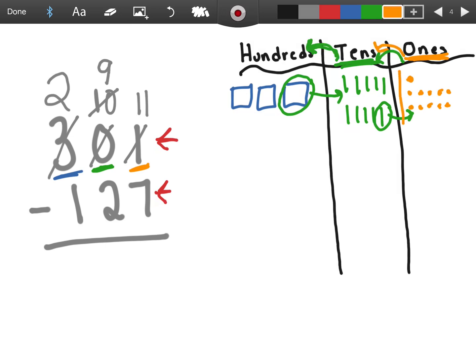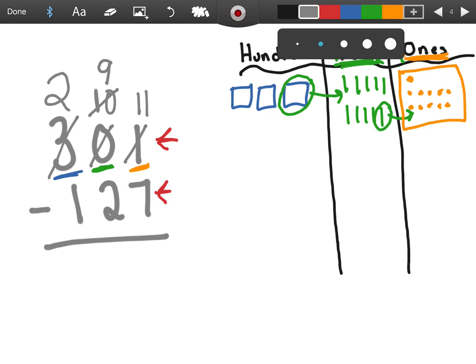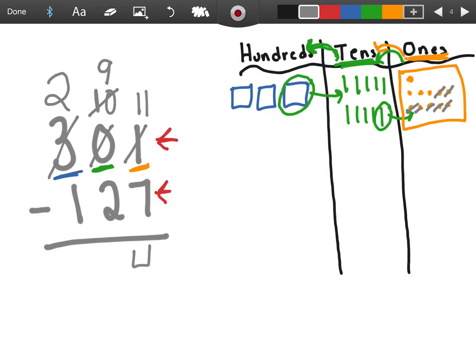we can look over here in our chart. We had 1, and we added 10, making it 11 ones. So then we want to take away 7 ones. So we have 1, 2, 3, 4, 5, 6, 7, and that leaves us with 4 ones.